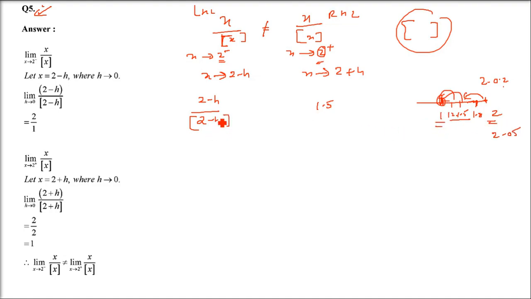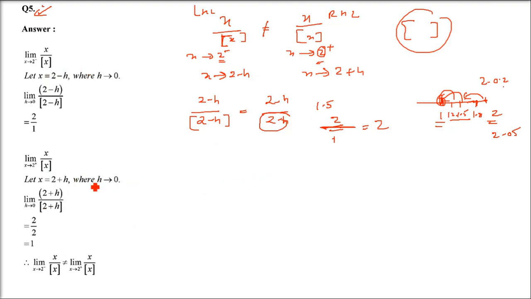The integer value you have to take will be the lower, you can say the floor. So 2 minus h, you are putting h as 0, so 2 minus 0 by, and 2 minus h, of course, in the function it will come out as 1 always, because you have to take between 1 and 2, and 1 will always come. So you have 2 by 1, that is going to be 2. On the other one, you have this one, right hand.